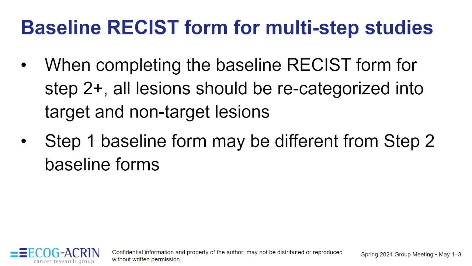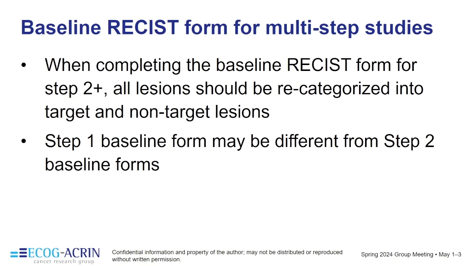Baseline RECIST form for multi-step studies. Multi-step studies that use RECIST can be a little confusing, but when we complete the baseline RECIST form for multi-step studies, this is where we're going to re-evaluate all of the lesions. So when completing the baseline RECIST form for step 2 or further, all lesions should be recategorized into target and non-target lesions. So this is when we're going to look at that scan, and if, for example, the lymph nodes did decrease in size, they would then be non-target lesions, and they should be reported as such.